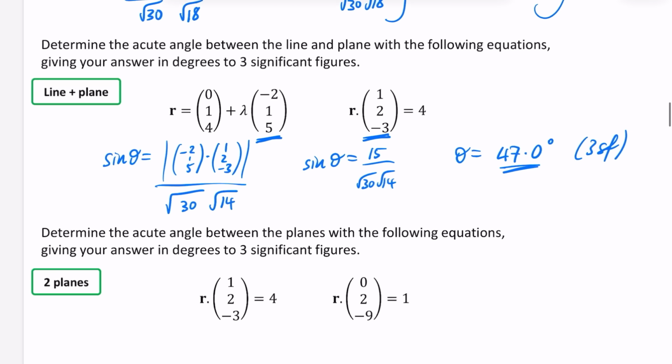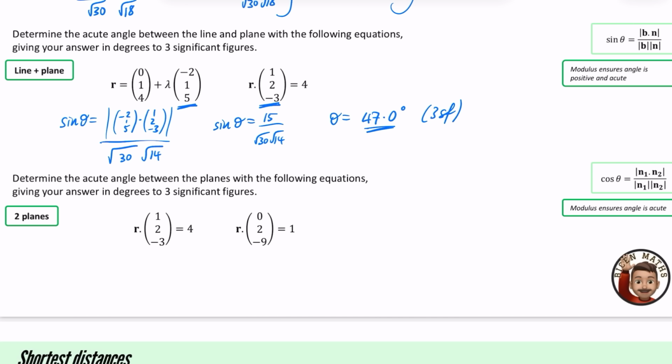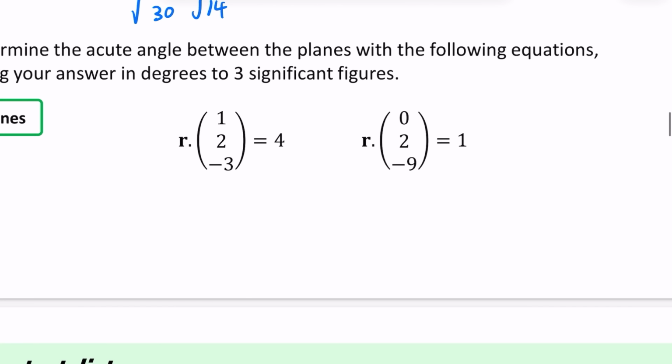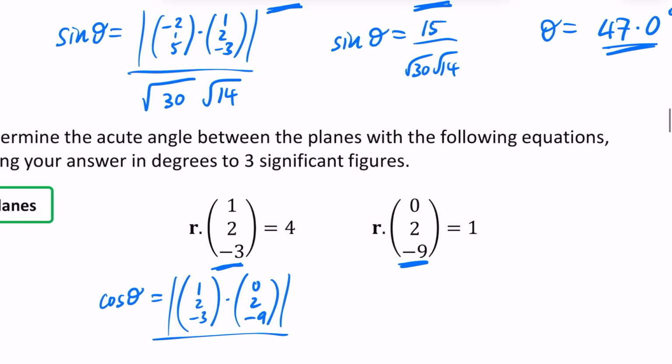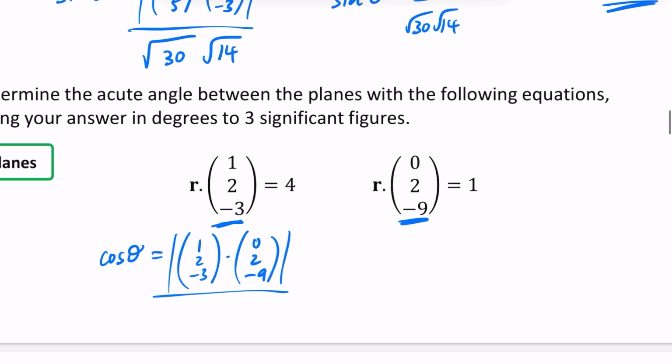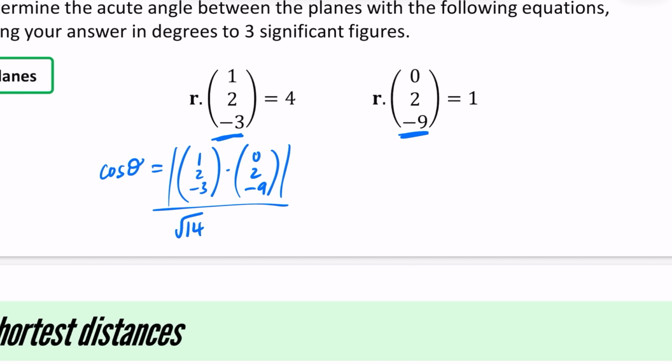And then our last one, which I'm going to do even quicker, is determining the acute angle between two planes that we've got. So again, it's the same formula. We'll be using these as my n1 and n2, and of course it's cosine for this. So it's going to be the modulus of the 1, 2, -3, dotted with the 0, 2, -9. The modulus of the 1, 2, -3 we already did over here, and it was root 14. And then I can do this. This is 0, 4 when it squares, and 81. 4 and 81 is 85, so I'm just going to write it like this.